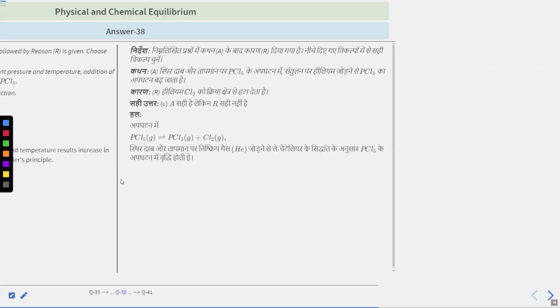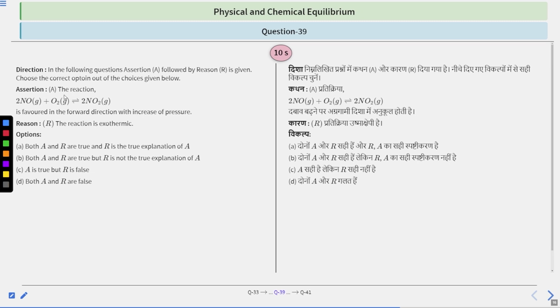Okay, moving on to our next question, question number 39. Again, we have an assertion followed by a reason. We have to choose the correct option. The assertion is, the reaction 2NO plus O2 giving 2NO2 is favored in the forward direction with the increase of pressure. Reason, the reaction is exothermic. Options are: both A and R are true, and R is the true explanation of A; both A and R are true, but R is not the true explanation of A; A is true, but R is false; both A and R are false. So you have 10 seconds to solve this question. After that, we will see the answer.